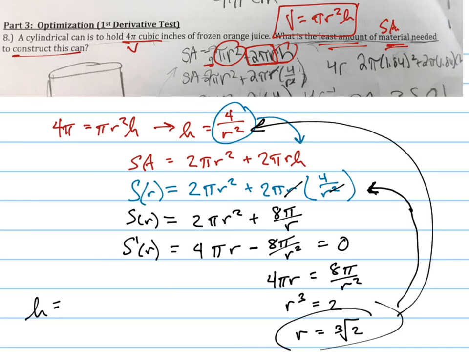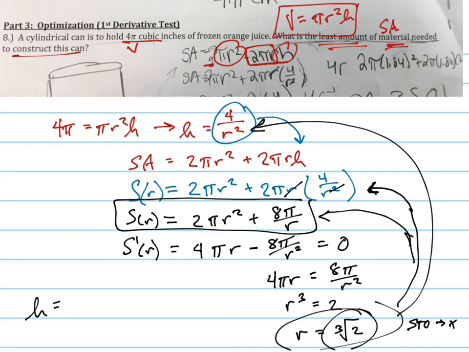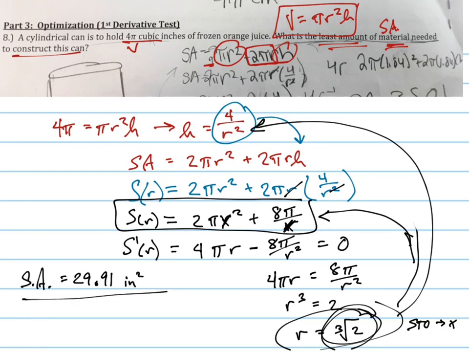You can use your store button. A lot of people don't know how to use this. Type in this number in your calculator and hit store for x, and then literally just type this equation right here. That's the one we should plug it into, because that's simplified. Type that equation with an x here and an x here, and it'll literally plug that value in and give you a decimal approximation for the answer. So your answer is 29.91 square inches.